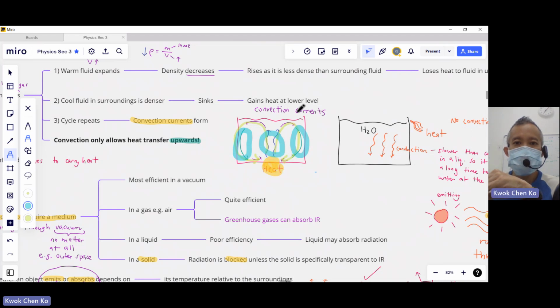So it's over here. Then by now you should know what happens. The cycle repeats. It sinks, rises, sinks, rises. Make sure you put this term in your answer: convection currents are formed. In this case, I have drawn 2 currents only. Of course, in real life, you have a lot more than 2. So there's a clockwise and an anti-clockwise current. That's your favorite one, convection currents.